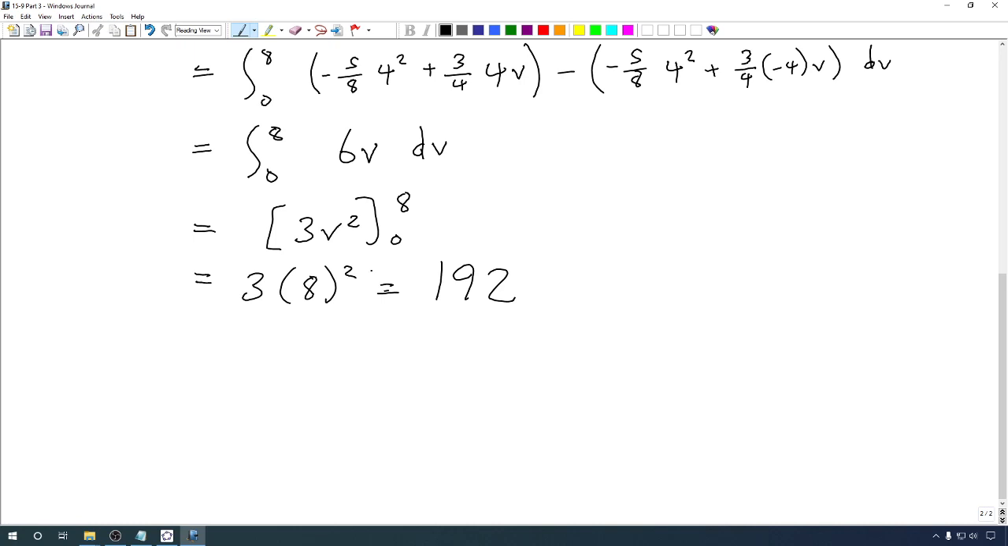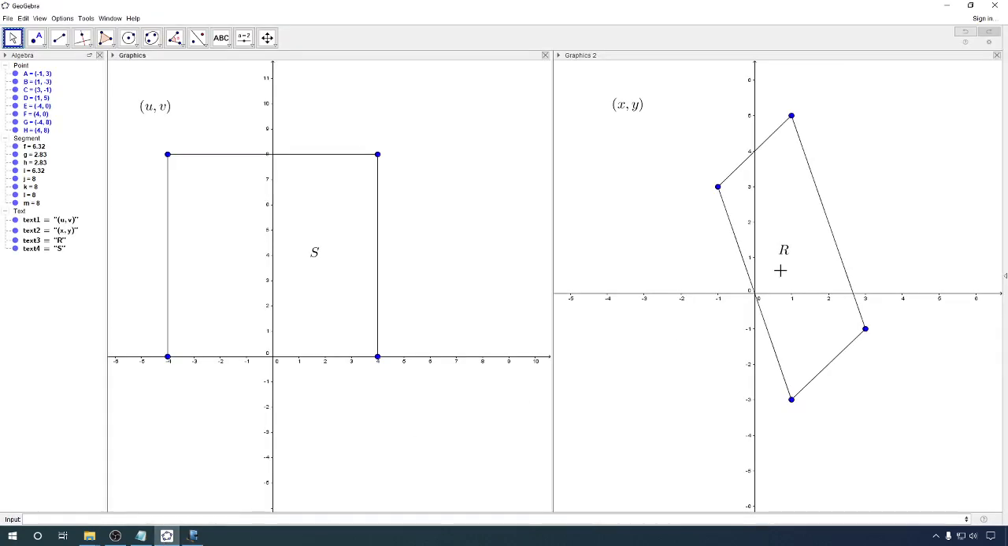And that's our answer. That is actually the integral over this parallelogram of 4x plus 8y. And if we wanted to break this down into various triangles and stuff like that, we would get that same result.